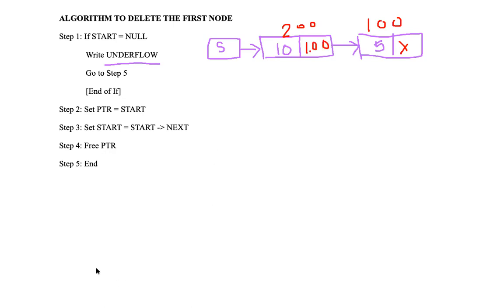Now, what will be the input and output for any kind of deletion algorithm? For any kind of deletion algorithm, the input will be the given list and the output will be the new list, because after the given value has been deleted, the output will be the new list.